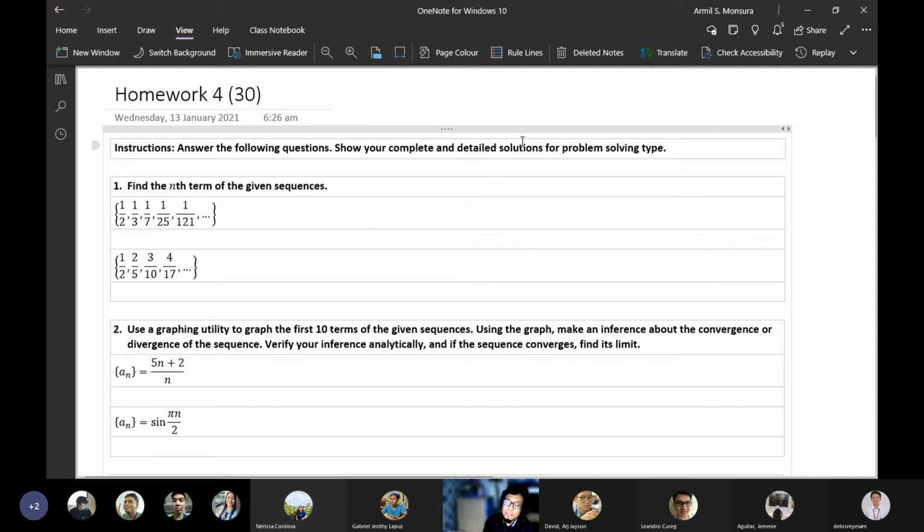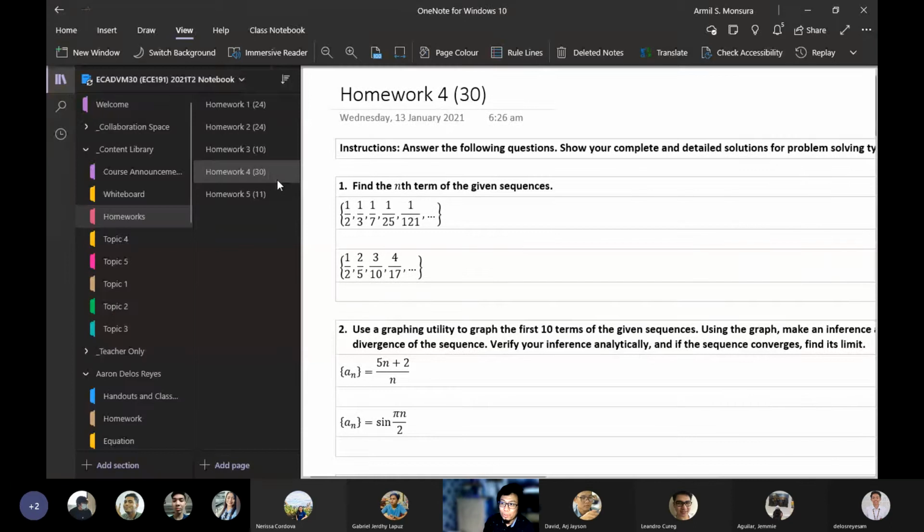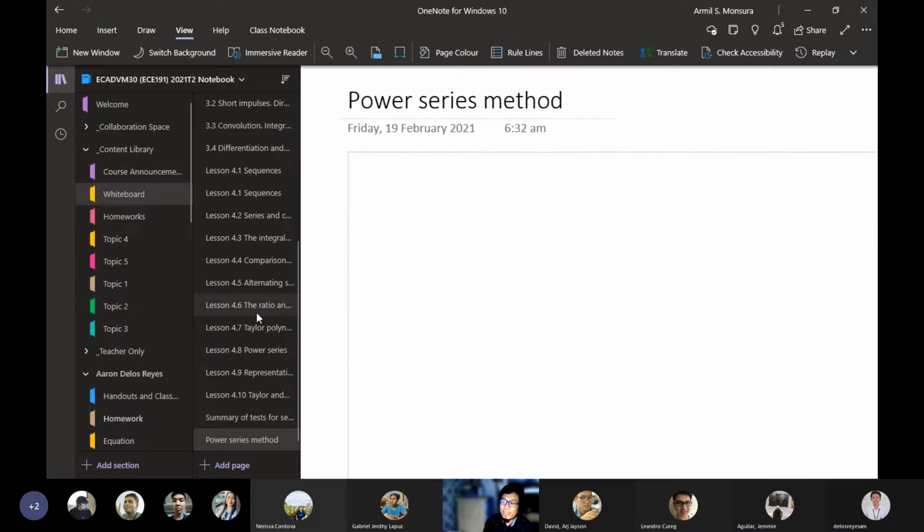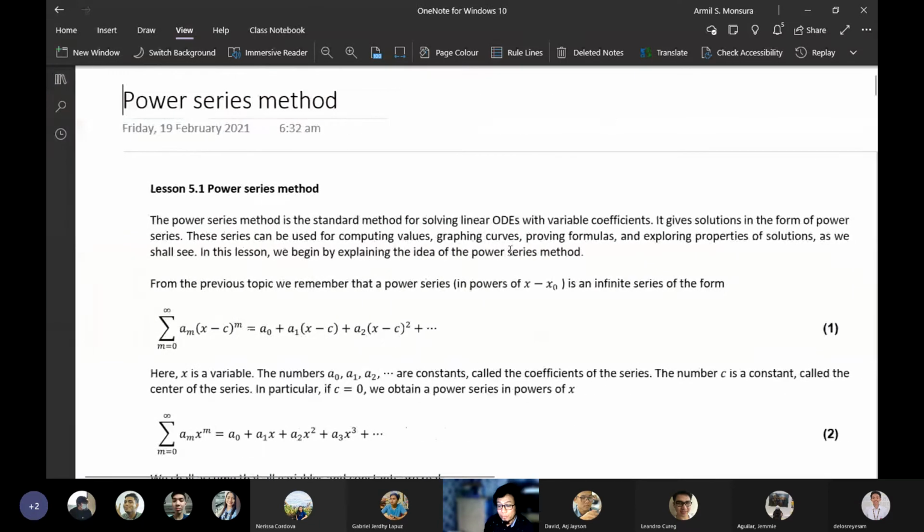So I also posted already homework 5. Okay, so kumpleto na yung coverage ng quiz natin para sa Wednesday. Okay, so you have a few days. Isang lesson lang naman yung i-discuss natin under topic 5. Okay, so I have chosen isang topic lang muna. Supposedly dapat 5 lessons to eh. Okay, but I chose na isang lesson lang muna yung i-discuss natin.